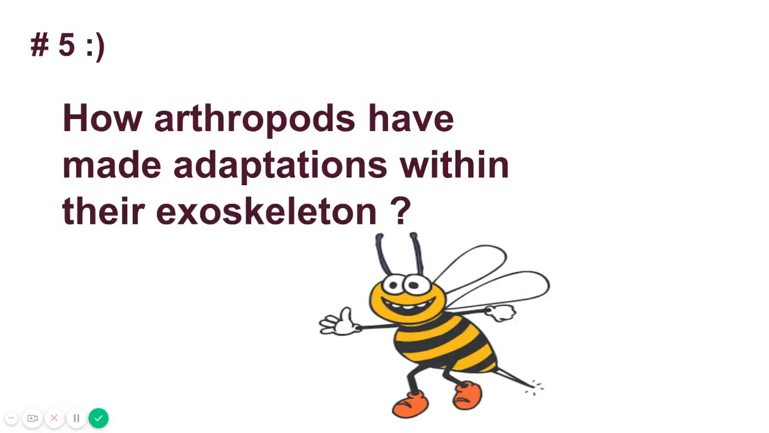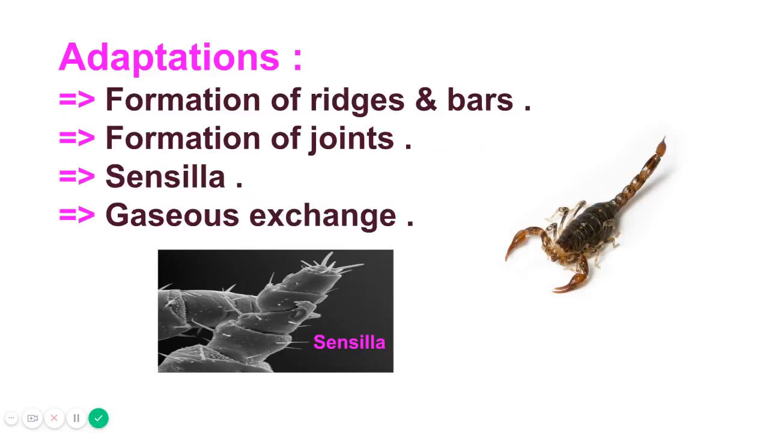Question number 5 is how arthropods have made adaptations within their exoskeleton. The adaptations are formation of ridges and bars, that is, the invagination of exoskeleton forms firm ridges and bars for the attachment of muscles. The second adaptation is the formation of joints. The exoskeleton of arthropods forms joints, and the skeleton is thin, soft, and flexible at the joint. These joints move very easily.